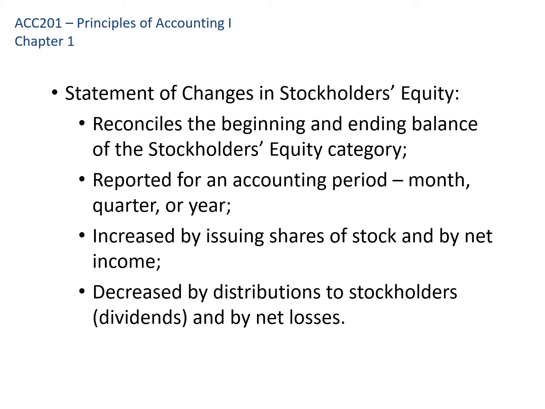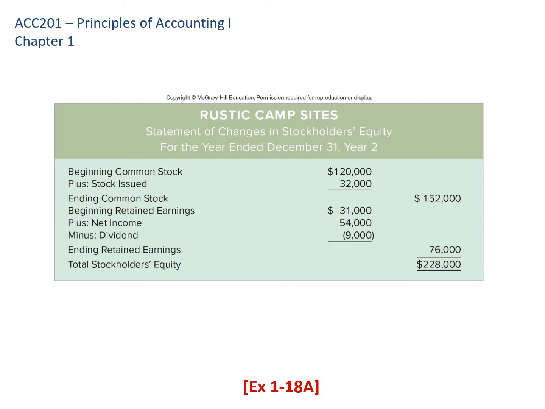And I just mentioned how it's increased and decreased. So let's take a look at that. So again, I've got a proper header there so we know what it is we're looking at. So this company had beginning common stock of 120. They issued another 32. So the ending common stock was 152. And then they had beginning retained earnings of 31,000. We add net income of 54 to that. That came from our income statement. And we subtract the dividend of 9,000, so our ending retained earnings was 76,000. They add up together to 228.